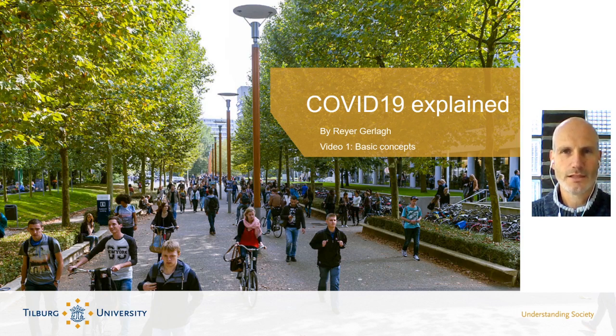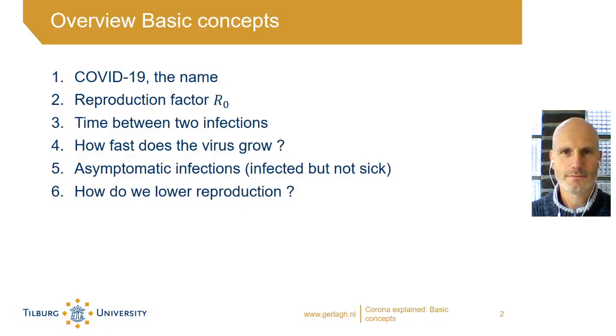This is the first video in a series. In this short presentation, I explain the reproduction factor R, which you often hear about in the media. To understand what the R is important for, I also explain something about the time between infections and the rate at which the virus grows. At the end, I explain why so-called asymptomatic infections are important in understanding the spread of COVID-19 and what the options are for preventing it from spreading further.